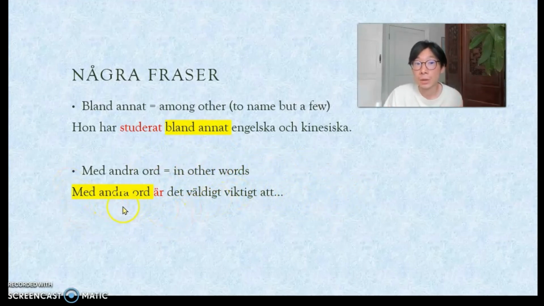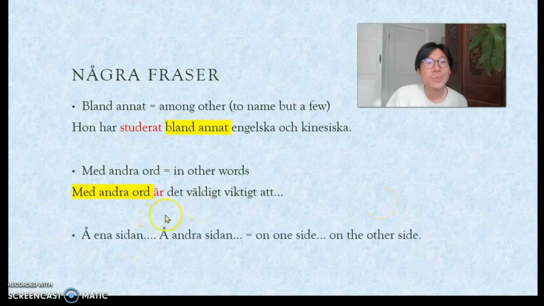Tänk på med andra ord är adverbial här. Så du måste ha verb efter adverbial. You need to have verb after adverbial in Swedish. If you want to repeat the word order, you can click the link above me.